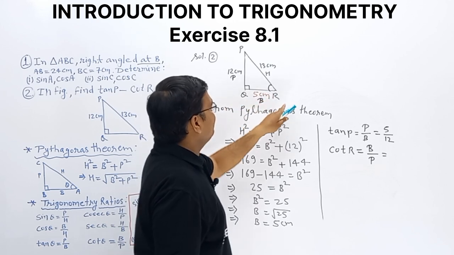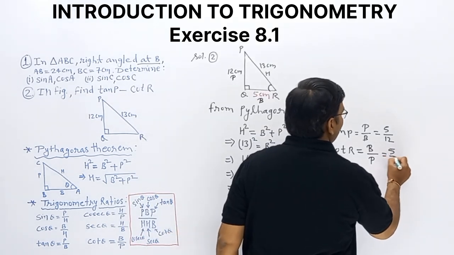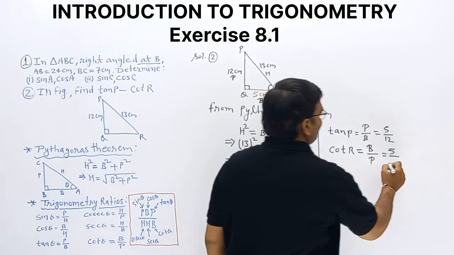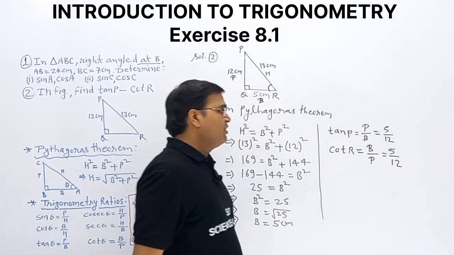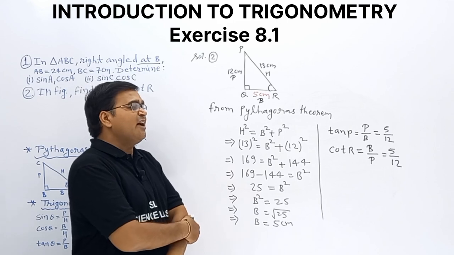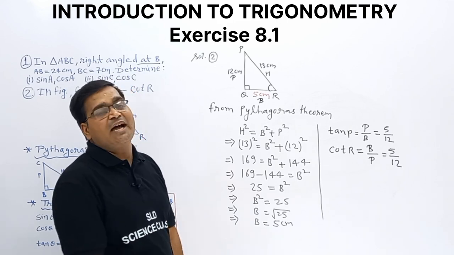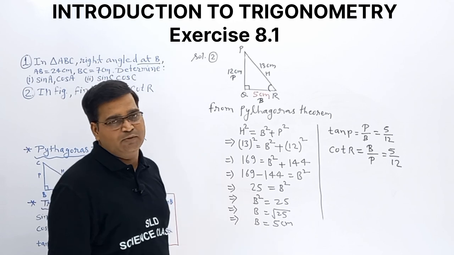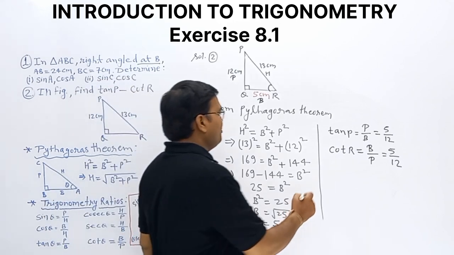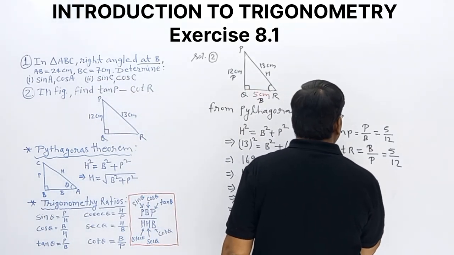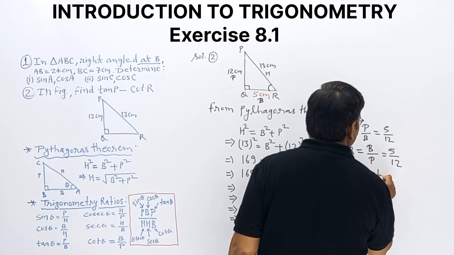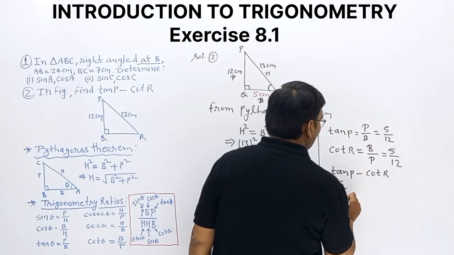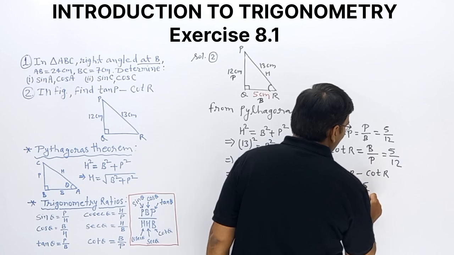Put the values in the cot R reference. Its base is this one, 5 centimeter. And what about its perpendicular? For this one, its perpendicular is this one, 12. Clear? So tangent P is 5 upon 12 and cot R is 5 upon 12. Both times we are getting the same value. But we want the value of tangent P minus cot R. Put these values there: 5 upon 12 minus 5 upon 12.